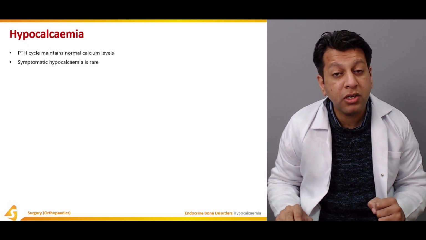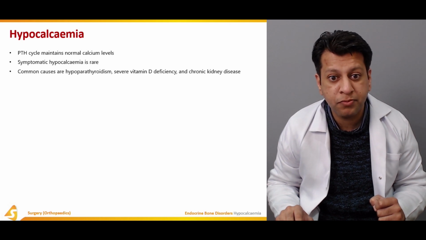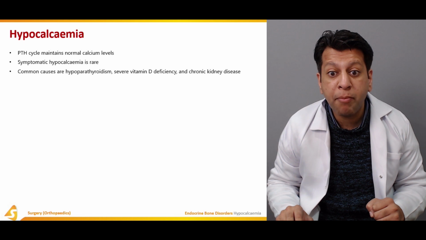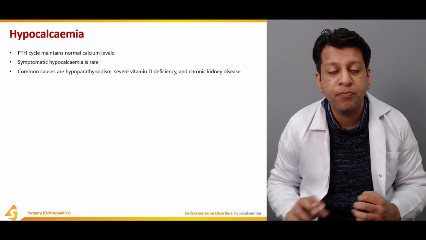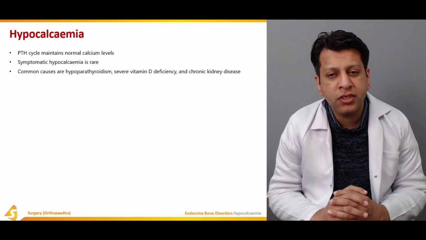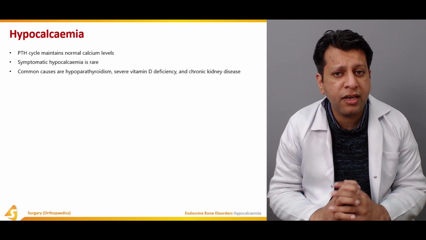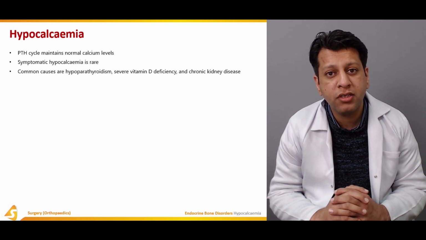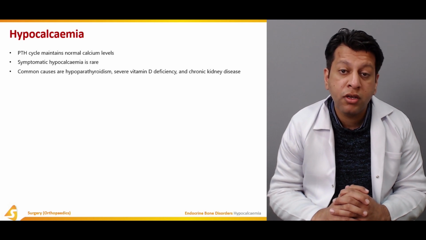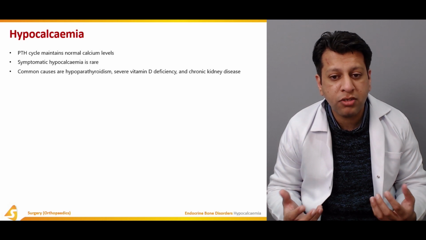Symptomatic hypocalcemia is also rare, but if it does occur acutely, it's an acute emergency. Common causes are hypoparathyroidism, vitamin D deficiency, and chronic kidney disease. What does vitamin D deficiency do? There is just not enough vitamin D to absorb calcium from the gut. So eventually there will be low calcium levels in the serum as well as in the bone. This would result in hypocalcemia, or low calcium levels.